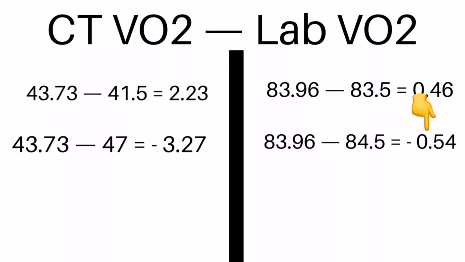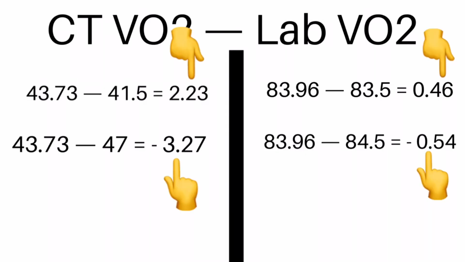So the whole point of doing these two assessments and all these calculations is to find your running economy. So now on the top right, that calculation there for your running economy, we got 0.46. On the left bottom one, we got negative 3.27. That's what we got for the running economy. And then the top left, we got 2.23 for the running economy.